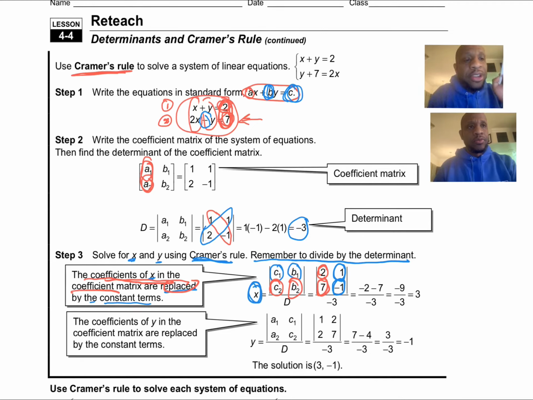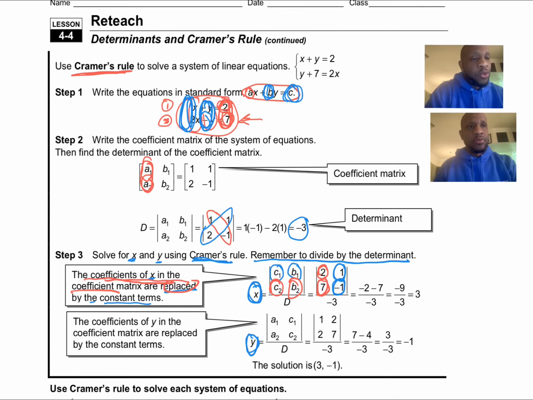When I'm solving for x, I use the y coefficients. I'm circling it up there. I use the y coefficients and the constants. When I'm solving for y, I use the x coefficients, and I put them with the constants. And you'll see what I'm talking about.